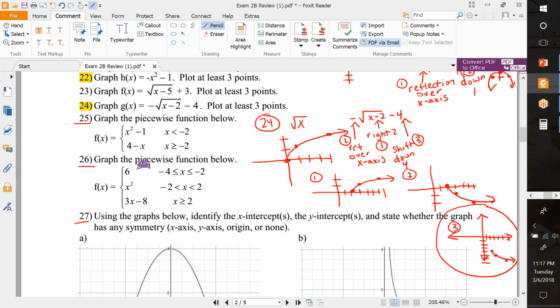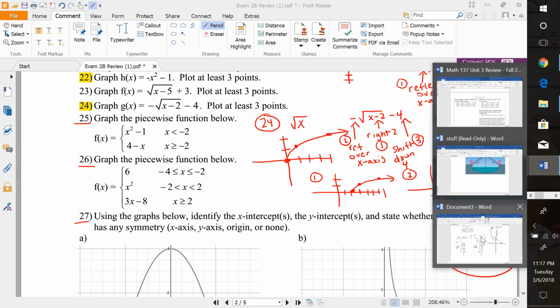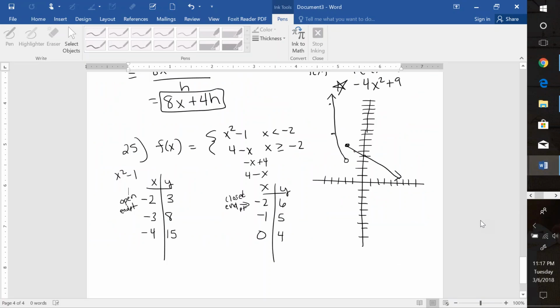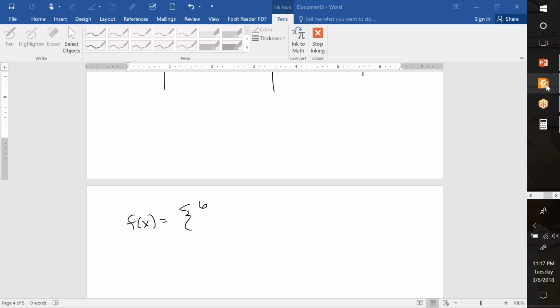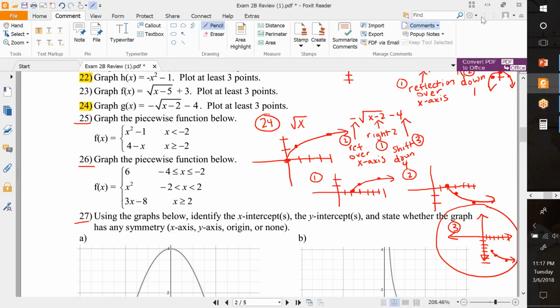Okay, so for this one, you have 6, and then x squared and 3x minus 8. So I'm doing that more for my sake than yours. Let's see. I am using up the ink on this tablet tonight. So f of x is 6. I've already forgotten. Literally a fish brain. X squared and 3x minus 8. So those are my function parts.